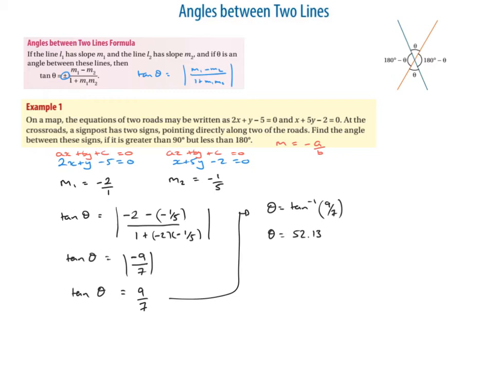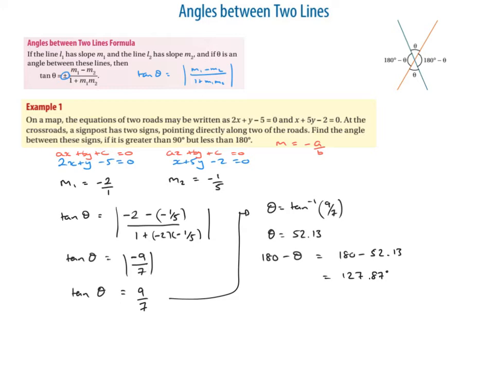However, if you look, that's not what we were asked for. We were asked for the angle that's greater than 90 but less than 180. So that means the angle we need is 180 minus theta, which is obviously 180 minus 52.13, and that is equal to 127.87 degrees, and we're finished.